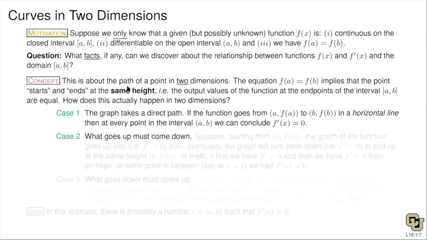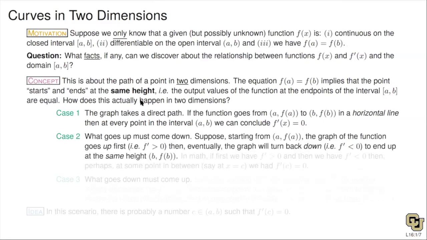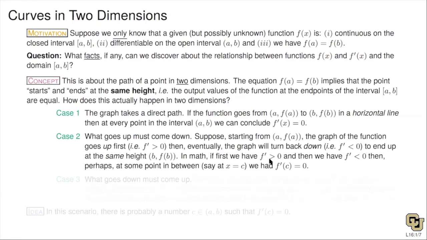So for what goes up must come down, starting from the left endpoint, if we go up, then eventually we'll have to come back down so that we can end up at the same height. And so if the derivative is greater than 0 and then comes back down to less than 0, at some point in between, call that number c, the derivative must have been equal to 0. So at least one point. We've come to the same conclusion as when you take the direct path.